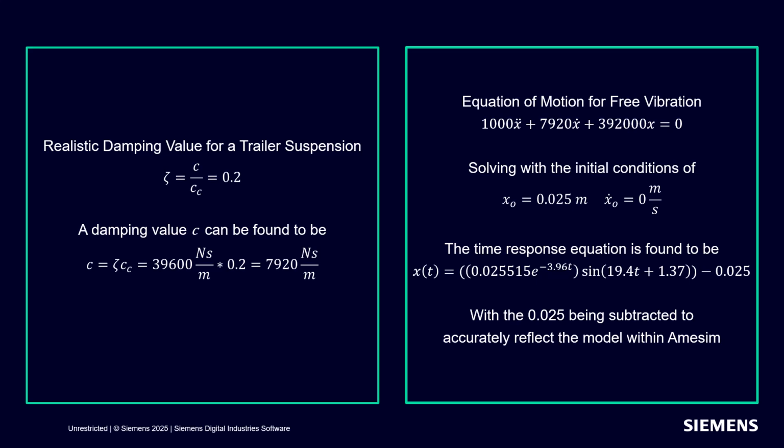Through research, a realistic damping ratio for a trailer suspension is found to be 0.2. With this and the critical damping value, a realistic damping value can be found to be 7,920 newton seconds per meter. Inserting this damping value creates a new equation of motion and in turn a new time response equation as well.